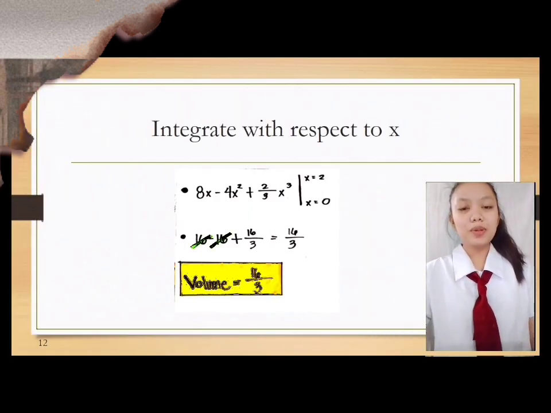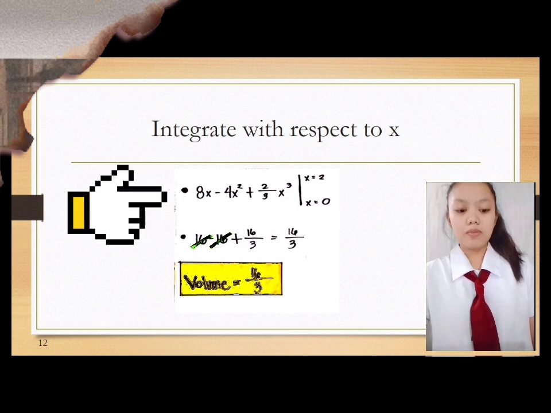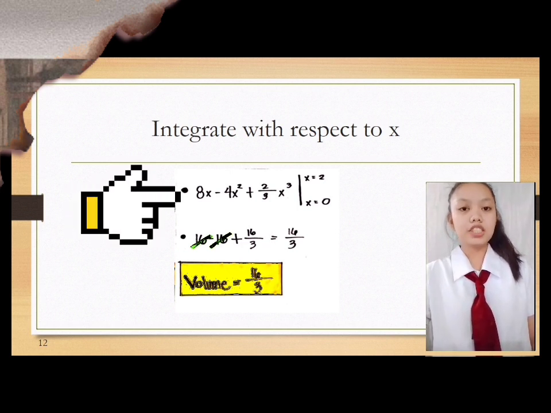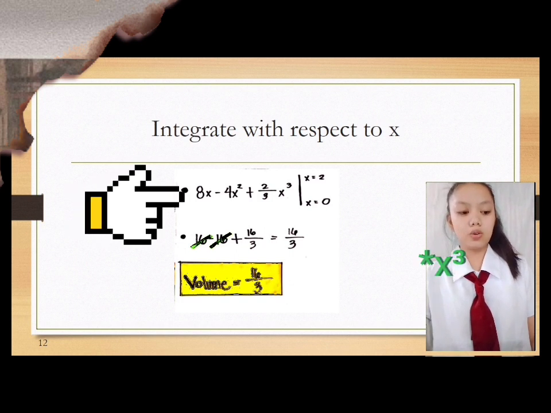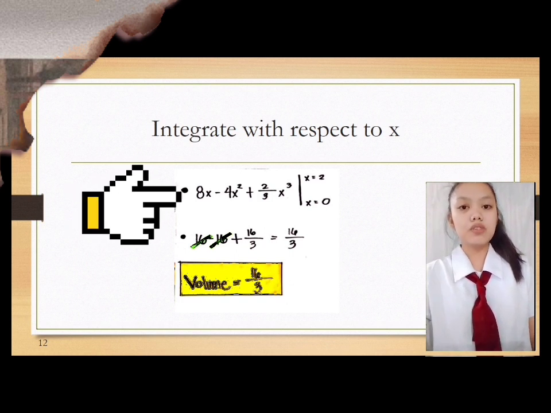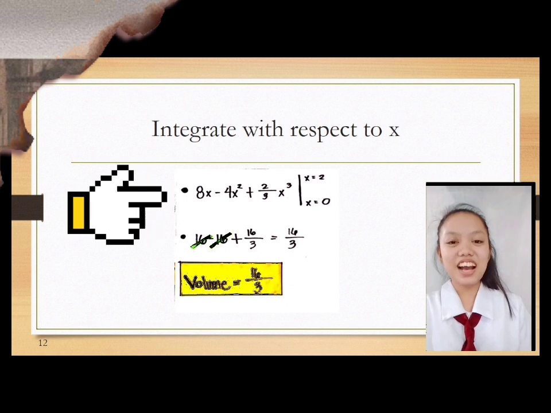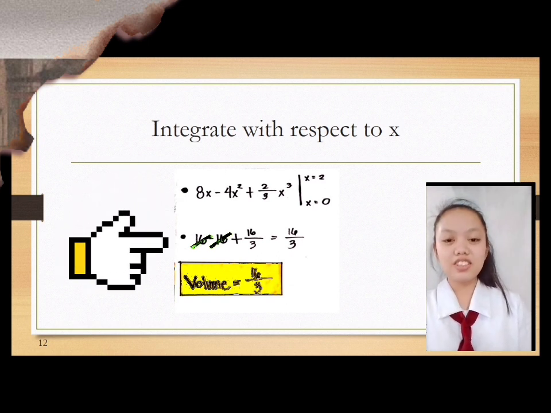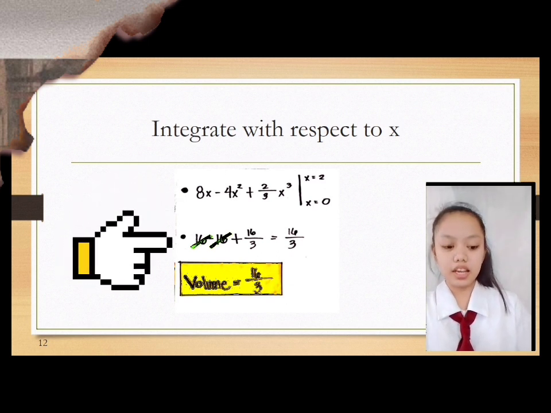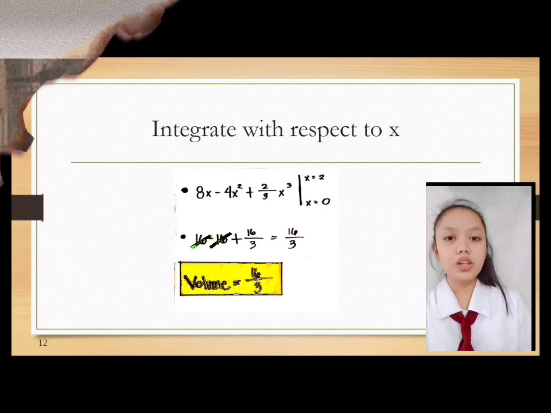Then we're going to integrate with respect to x. So we have 8x minus 4x squared plus 2/3 x cubed. So we're going to substitute the value of x to 2. So we come up to 16 minus 16 plus 16 over 3. Therefore, our volume will be 16 over 3. That's it.